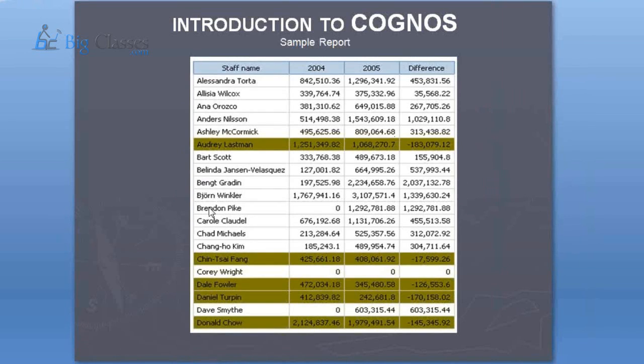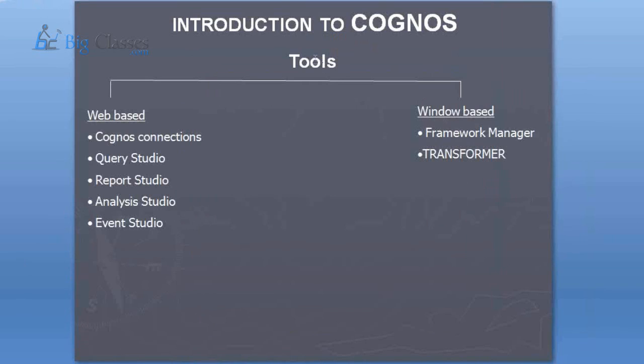This is one report taken from the tool itself, a sample report. Now in Cognos, we have different tools available. Some of them are web-based applications and the remaining are Windows-based applications. What is web-based and what is Windows-based, first of all? Web-based applications are applications we find online, that we can access online using our IP address. And Windows-based applications are applications that are locally accessed.